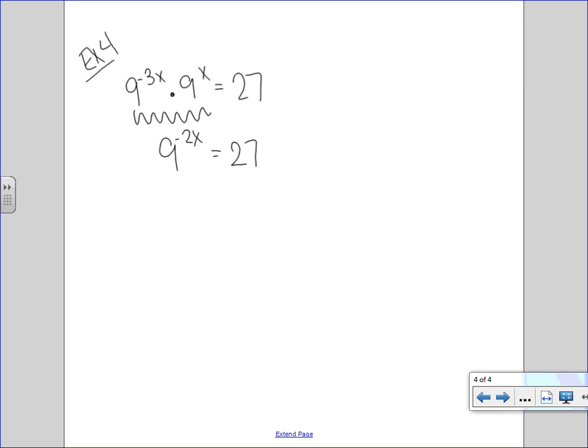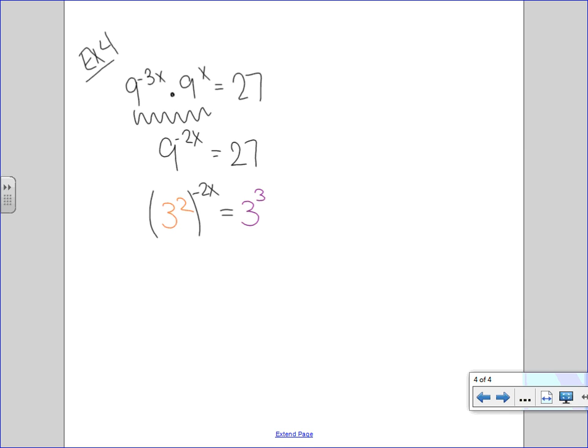Now, those definitely don't have the same base. I have a 9 and I have a 27. I need to somehow think of a way that I can rewrite 9 and 27 to both have the same base. So I need 9 and 27 to both be some number that's the same, raised to a power. If I look at 9, 9's pretty easy. A lot of us know that 9 is really 3 squared. So I'm going to rewrite 9 as 3 squared, and that is to the negative 2x power. And 27, we should know that 27 is equal to 3 cubed.